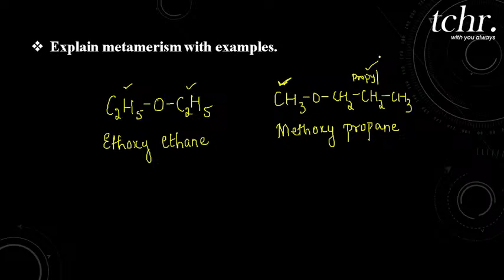Both are completely different compounds. They vary in the distribution of the alkyl group, but when you check the molecular formula, both have the same molecular formula, that is the same number of carbon, hydrogen and oxygen atoms. This is known as metamerism. Is it clear? You give a proper explanation with an example like this for a complete 2 marks.